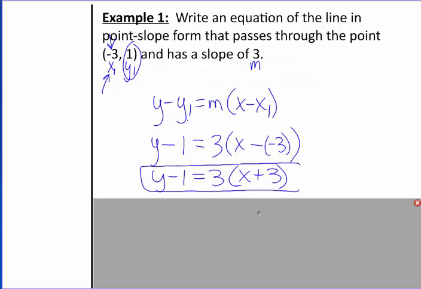This is your final answer. You're not going to do any other rewriting right now. The reason is I asked for point-slope form. If I ask for point-slope form, then that is how you will leave your answer, in point-slope form. So y minus 1 equals 3 times the quantity x plus 3.